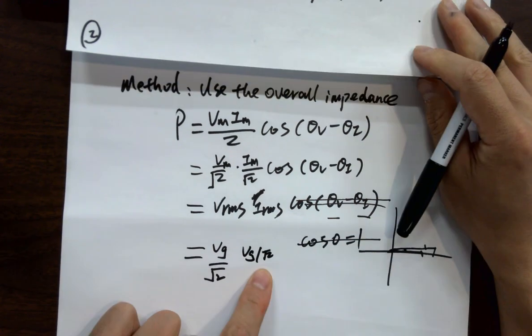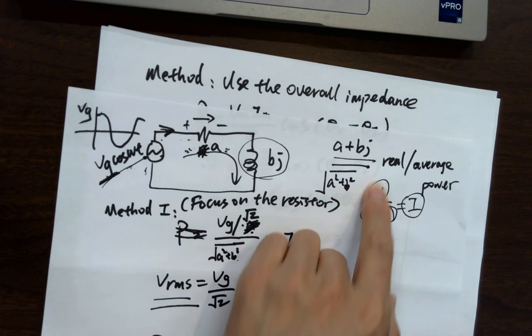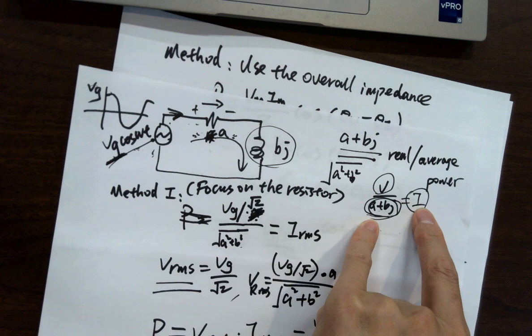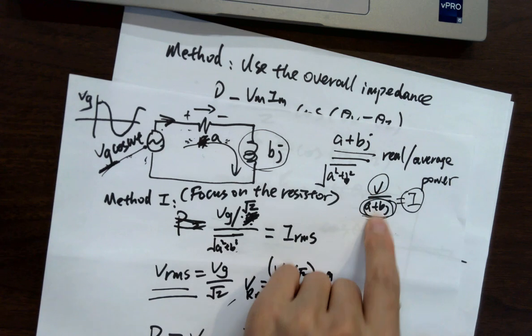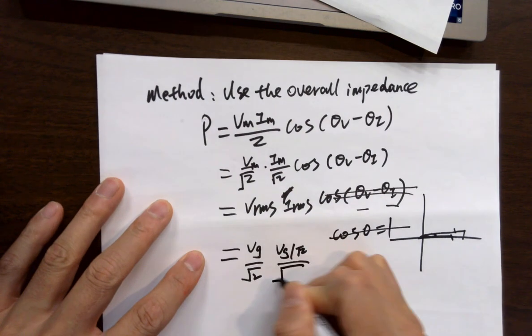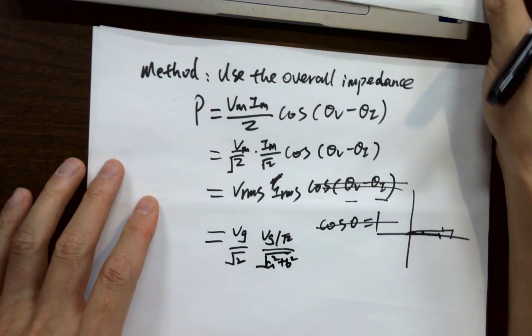That's the VRMS divided by, since we learned this before exam 2, we know that this is going to be I, right? But this is not IRMS. Like I told you, how to find IRMS? Use the VRMS divided by the magnitude of this impedance. What is that? A squared plus B squared, square root, right? So that's IRMS.